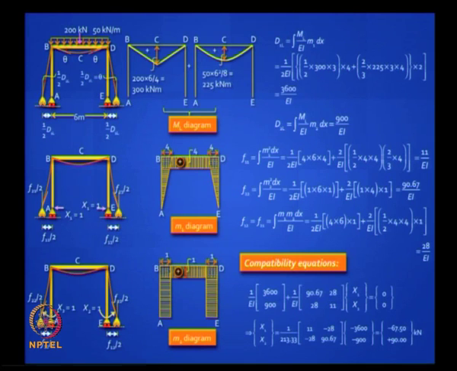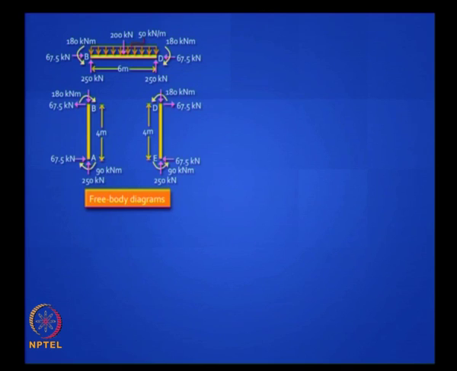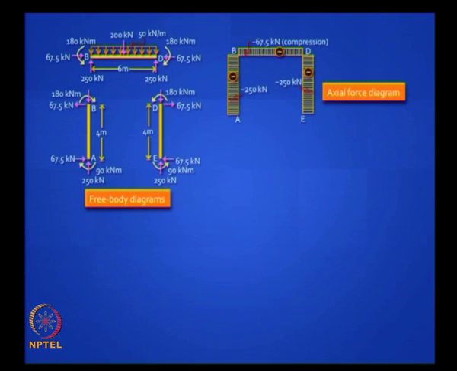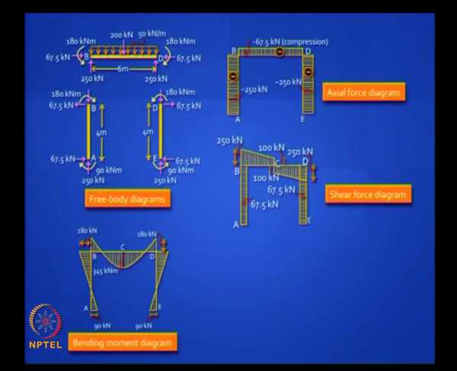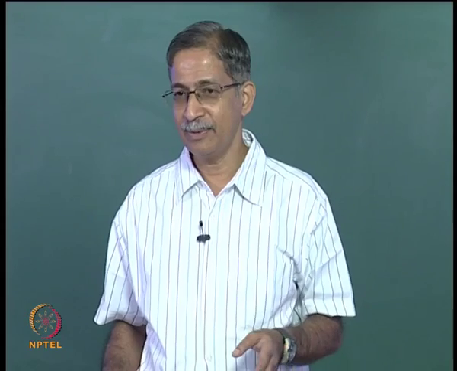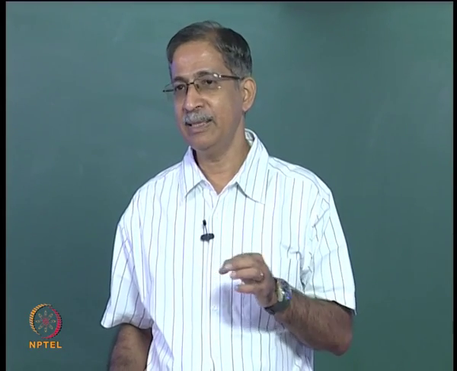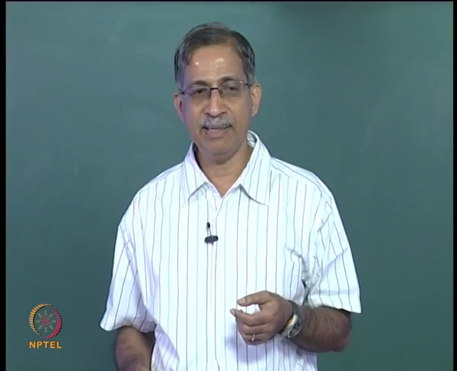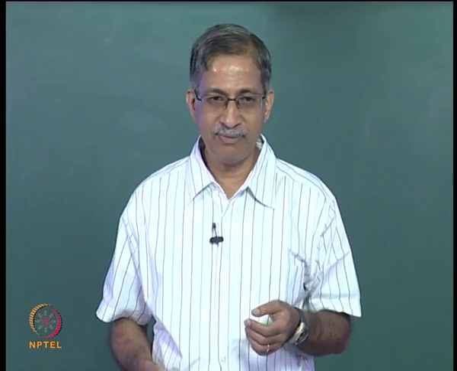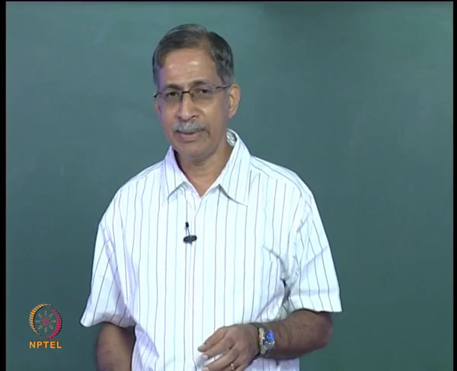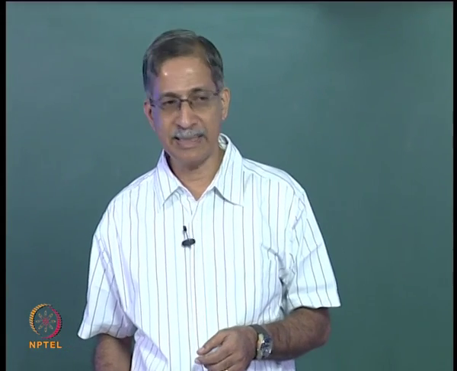Write down your compatibility equations, solve for x1 and x2, draw your free bodies, draw the axial force diagram, the shear force diagram, and bending moment diagram. We will later do the same problem by displacement method, and I will show you it is much easier. You can do it in a couple of minutes and get the bending moment diagram directly. This is what the deflected shape looks like. So we will stop here, we will take this up in the next class. Thank you.